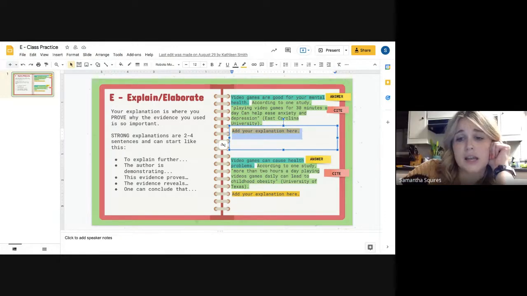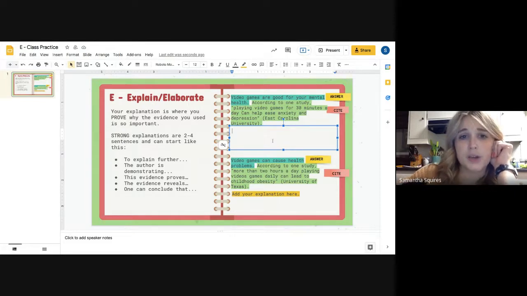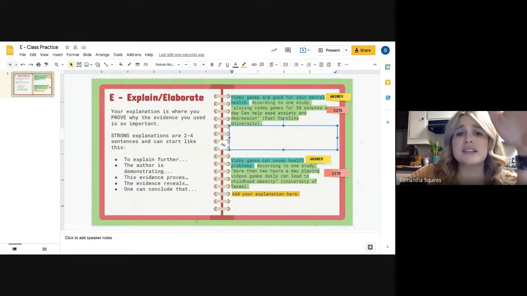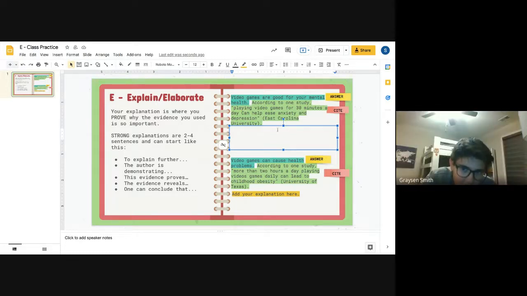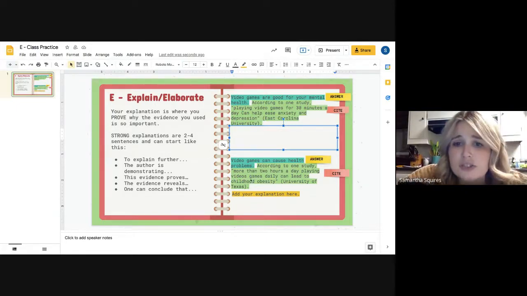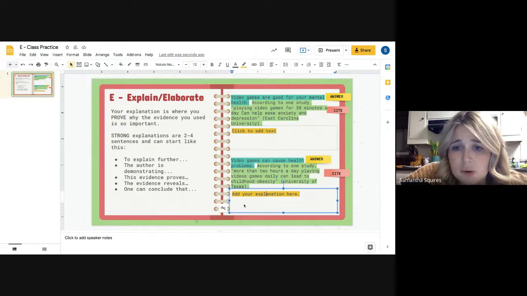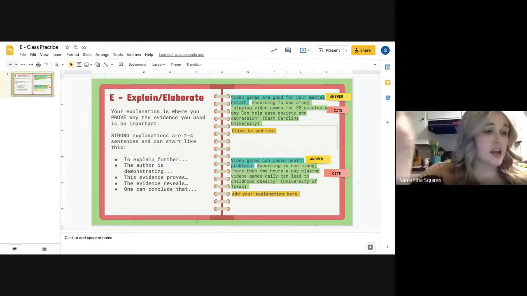Okay. And over here, it says your explanation is where you prove why the evidence you used is so important. So why is this important? Why is playing video games for 30 minutes a day to help ease anxiety and depression important? So you don't have anxiety and depression? Okay, so let's take that idea and actually let's do this. Okay, so that's kind of our thoughts.